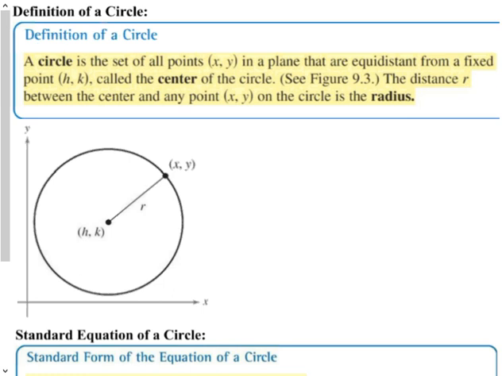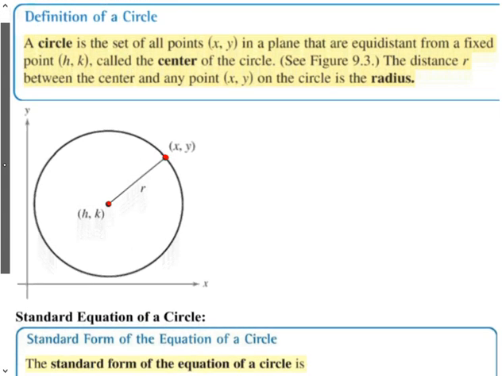So starting off with circle, right? A circle is a set of all points x, y in a plane that are equidistant from a fixed point, which is h, k, the center of the circle, right? The distance between the center and any point on the circle is the radius, right? Nothing new there. We've learned that in geometry, that the distance from the center to any point on the outside is going to be constant for it to be a circle, right?